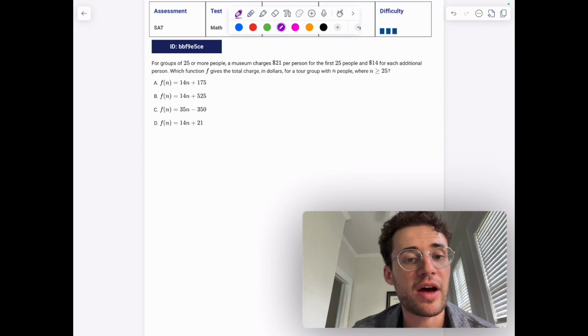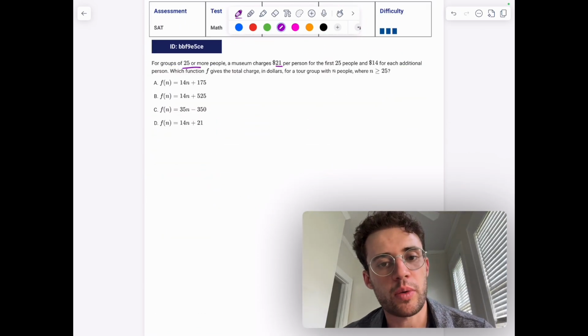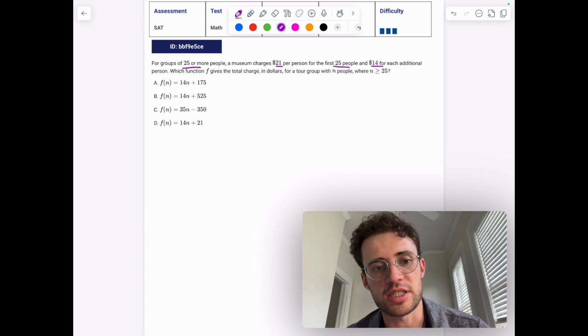For groups of 25 or more people, a museum charges $21 per person for the first 25 people and $14 for each additional person.